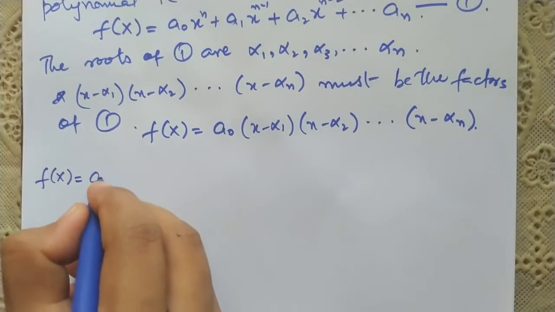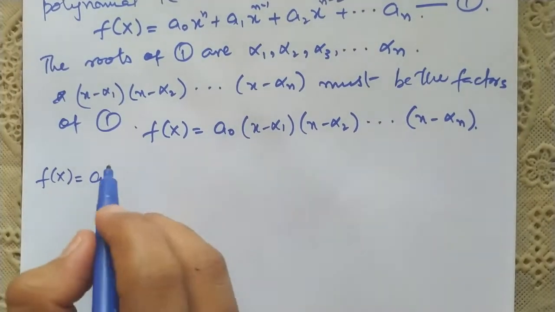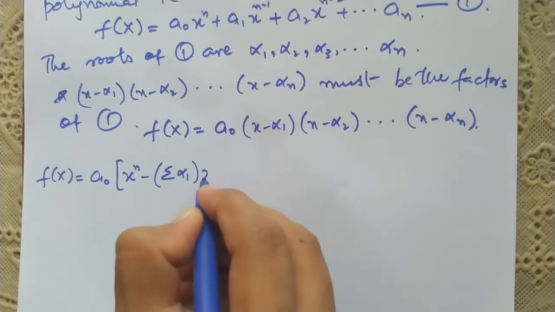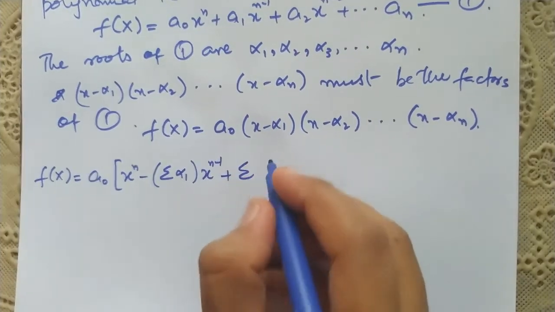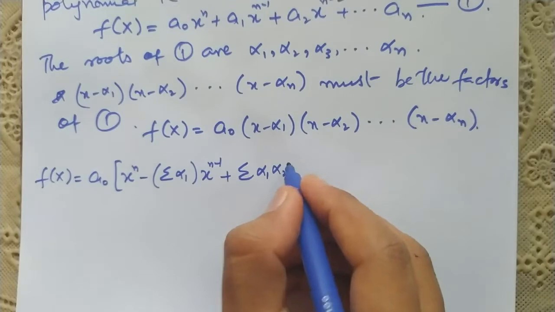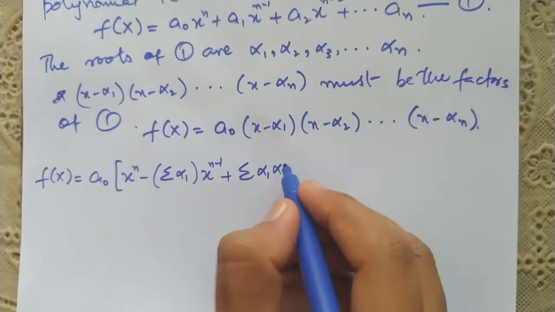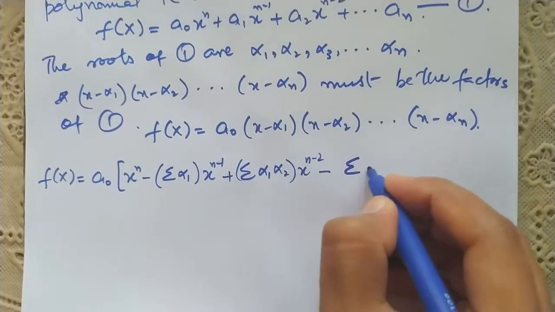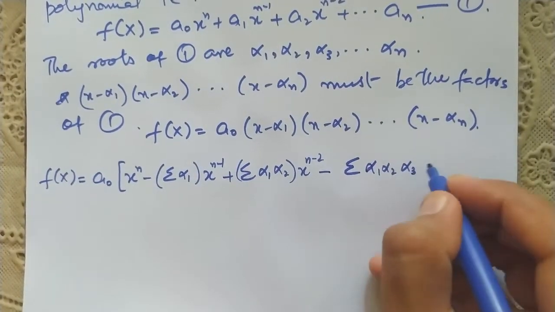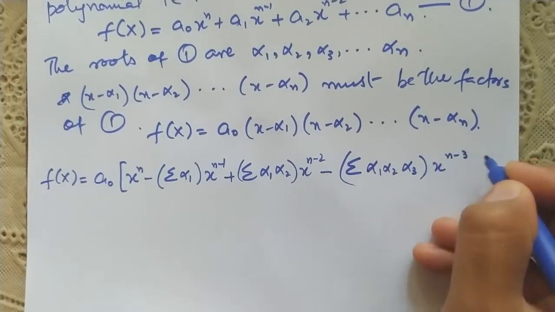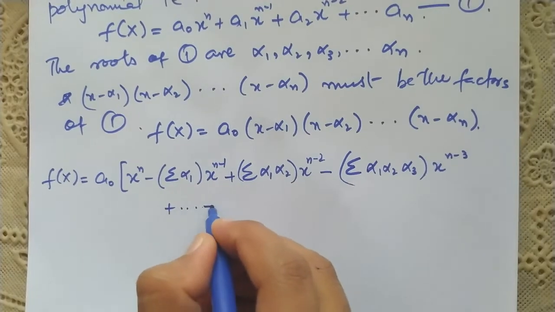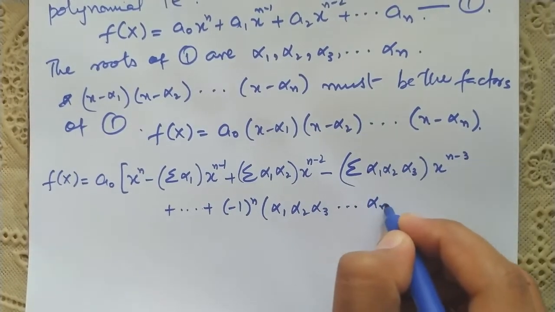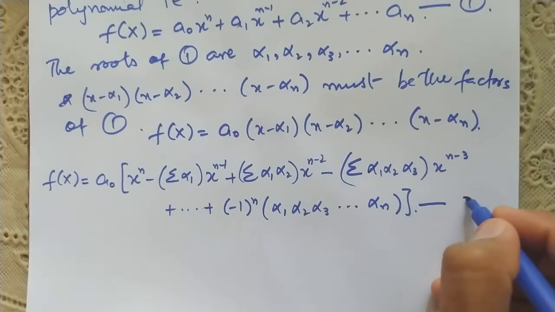F of x is equal to a naught, the coefficient of this a naught, times x power n, minus summation alpha 1 x power n minus 1, plus summation alpha 1 alpha 2, the sum of the product of every possible pair of two roots, times x power n minus 2, minus summation alpha 1 alpha 2 alpha 3 times x power n minus 3, plus up to minus 1 power n times alpha 1 alpha 2 alpha 3 up to alpha n. And let's suppose it is your equation 2.